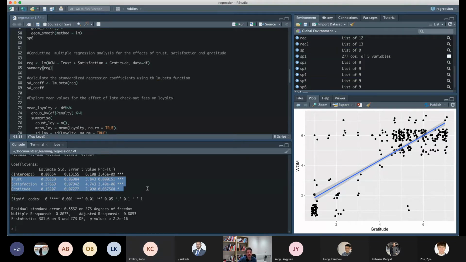Satisfaction. Exactly. So satisfaction has the strongest effect. And can anybody say, how does the effect look like? So what happens if satisfaction increases by 1 unit? What happens with referral behavior?